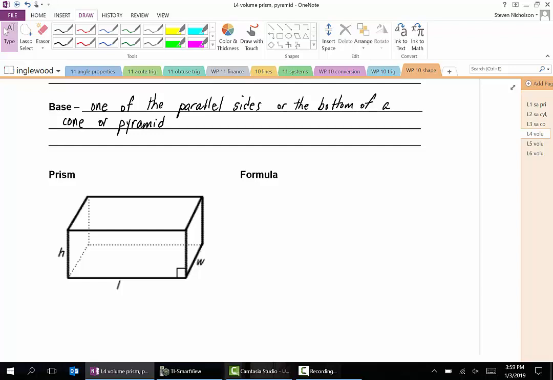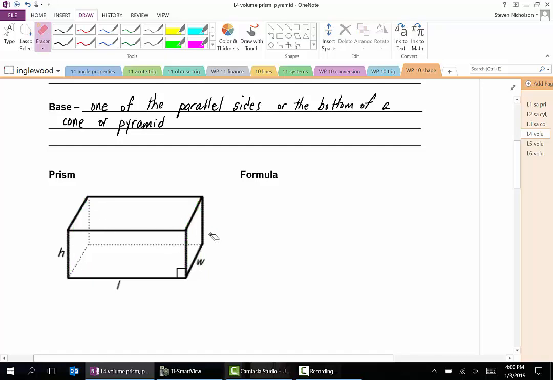So if you look at this prism, consider it to be a shoebox. Well, the bottom could be considered the base. But the key idea is for something to be a base, it would have to have a parallel side. So the parallel side to the base would be the top. But a rectangular prism has three different bases if you want to think about it. The left-hand side is parallel to the right-hand side, and the back is parallel to the front.